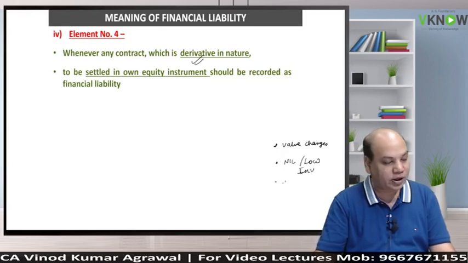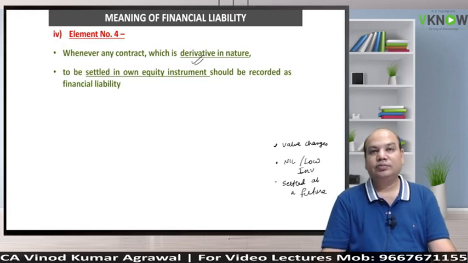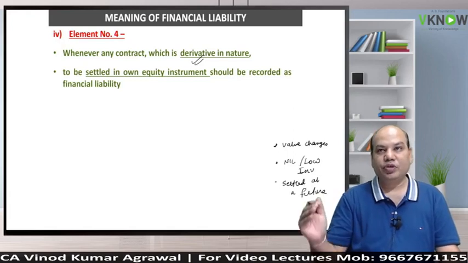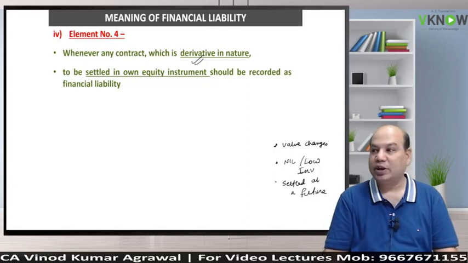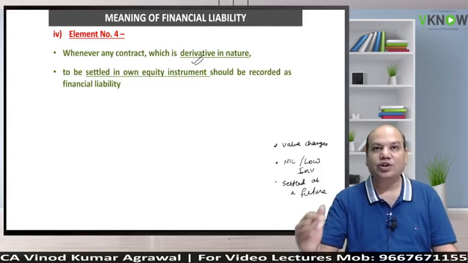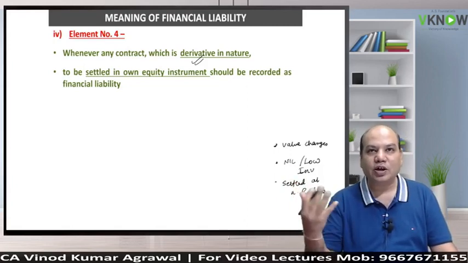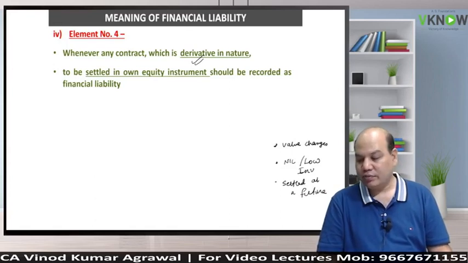And third, it is settled at a future date. So if a contract is a derivative contract, then come to element number 4. That means its value will change as the value of that underlying instrument changes. That is the definition of derivative. A derivative derives its value from the underlying, and as the value of an underlying asset changes, the value of the derivative also changes.